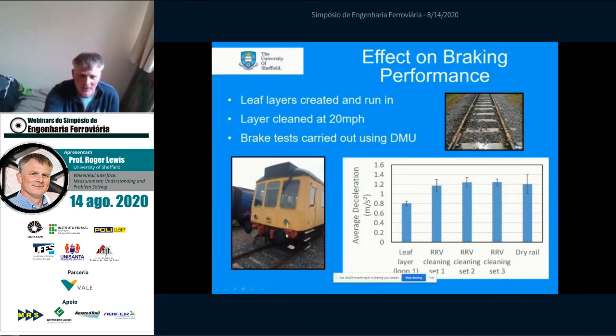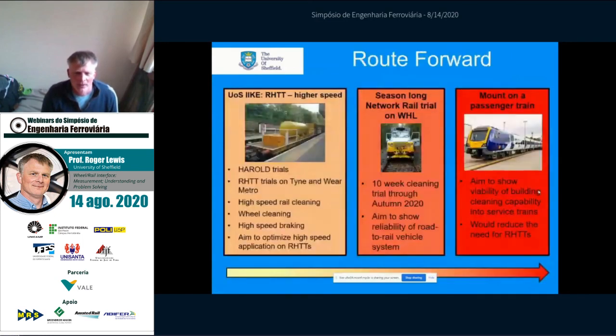They didn't mind too much if they got wheel flats in the tests, so that was good. Because on the leaf layers, the wheels do slide completely. So you can see here the braking performance with a leaf layer, and after we've cleaned the rail, the braking performance is returning to dry levels. So very promising.